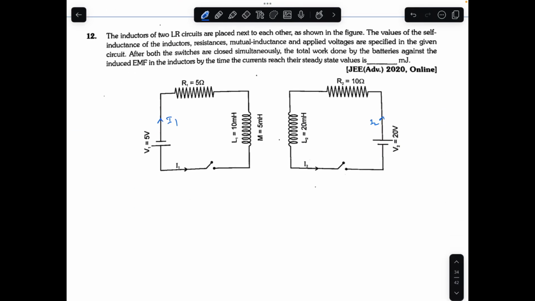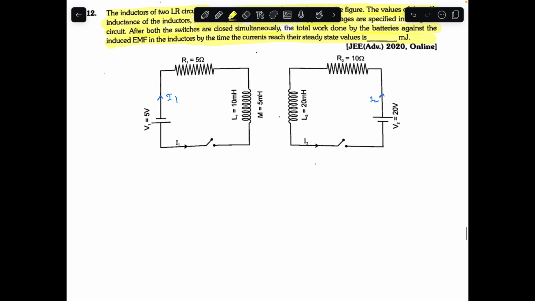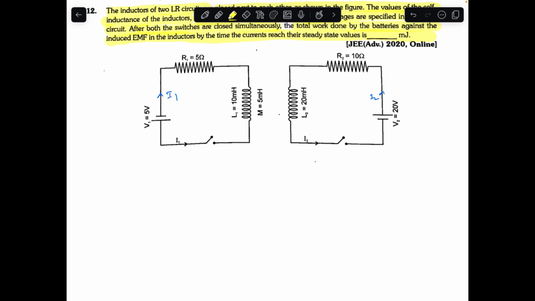Next question, question number 12. The inductors of two circuits are placed next to each other as shown in the figure. The values of self-inductance of inductors, resistance, mutual inductance, and applied voltage are specified in the given circuit. After both the switches are closed simultaneously, find the total work done by the batteries against the induced EMF in the inductors by the time current reaches steady state. Okay.